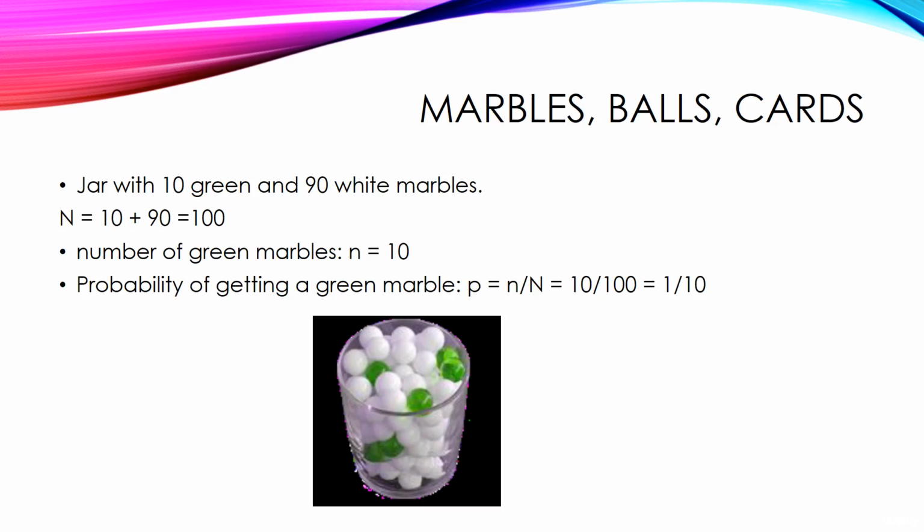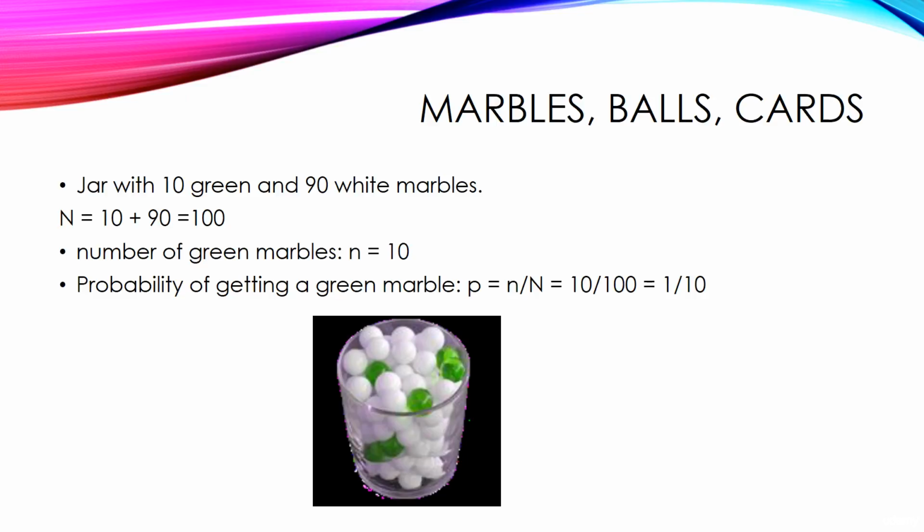Marbles, balls, cards. Let's assume we have a jar with 10 green and 90 white marbles. If we randomly choose a marble, what is the probability of getting a green marble? The number of all marbles N is equal to 10 plus 90 is equal to 100. The number of green marbles n is equal to 10. Probability of getting a green marble P is equal to n by N is equal to 10 by 100 is equal to 1 by 10.